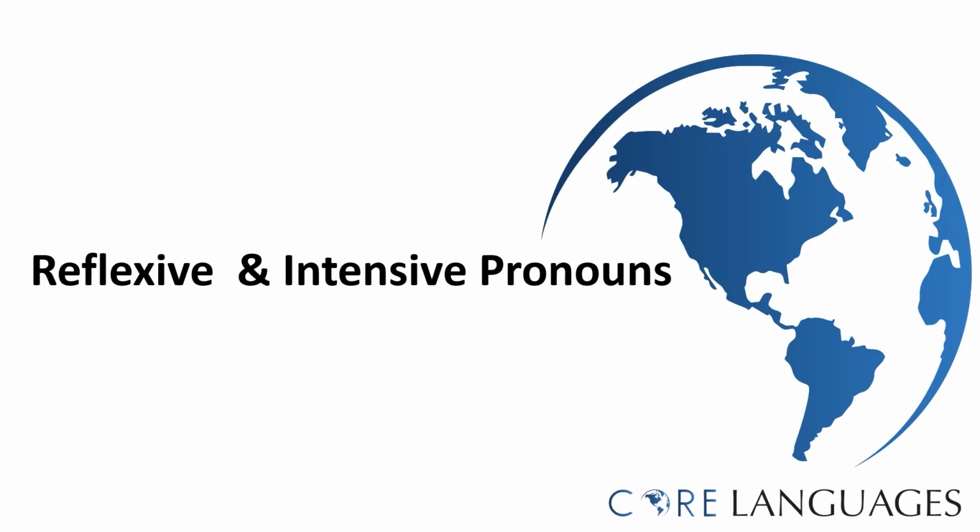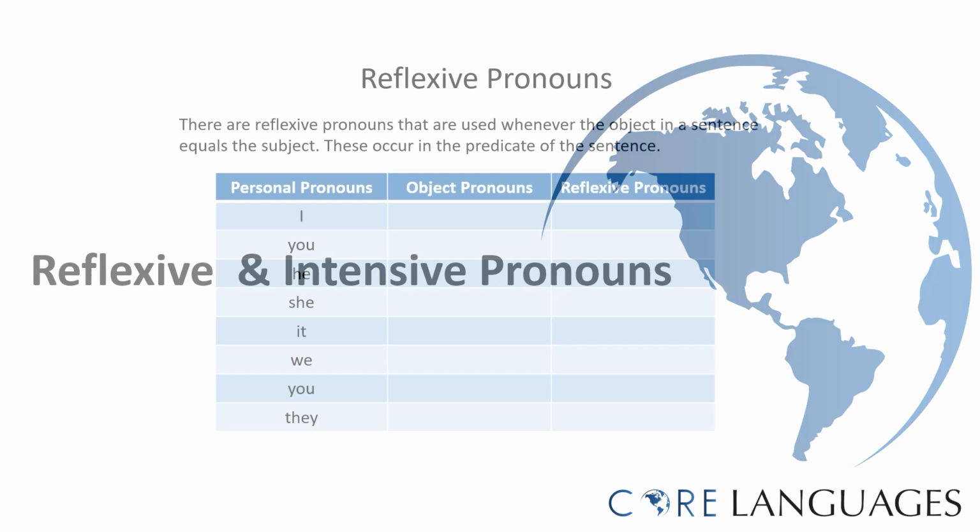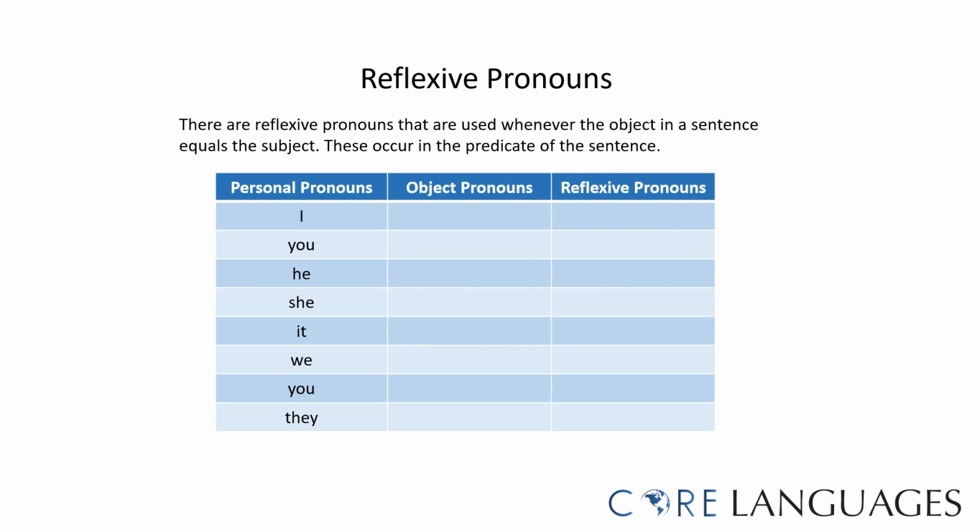So the next time someone asks you, what do you see when you look into the mirror? You can formulate a perfect English sentence. Reflexive and intensive pronouns. Reflexive pronouns are used whenever the object in the sentence is the same as the subject of the sentence. These occur in the predicate.